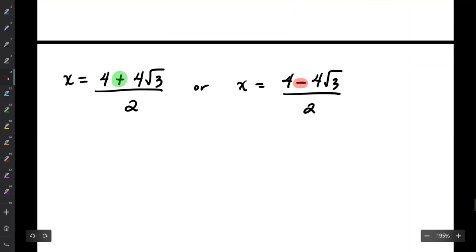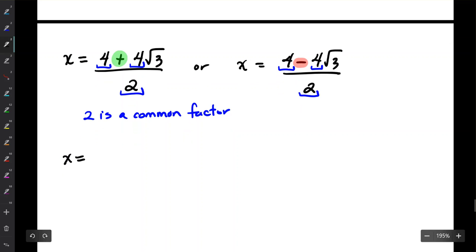And the reason why I'm not done is that 4 and 2 all have a common factor, right? 2 is a common factor. There is a secret times 1 in here. And I'm going to write it 2 different ways. One, I'm going to go ahead and factor out that 2 in my numerator. 2 times 2 plus 2 square root of 3.